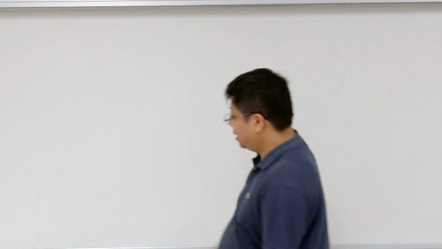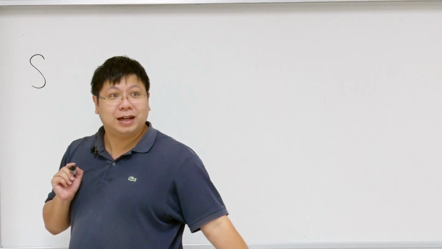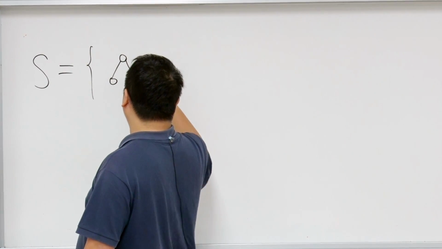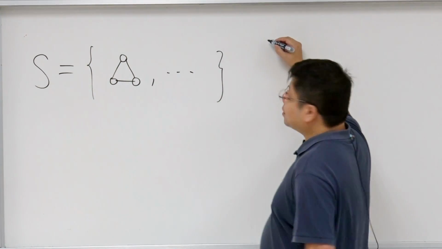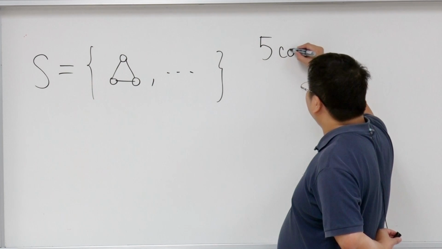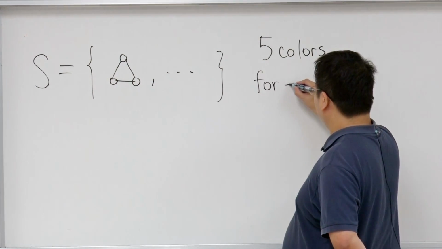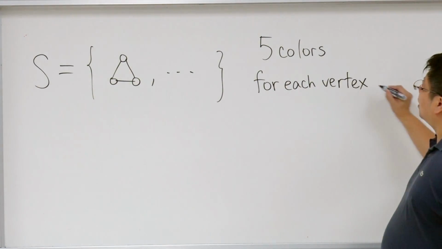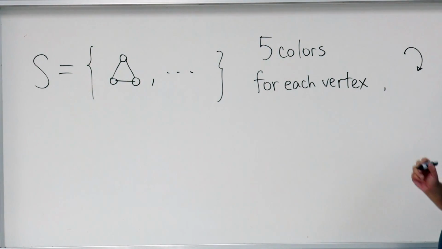Let's do this. Let's do this time with S. Okay, and then triangle now again. So we can have 5 colors for each vertex, the same as before. And then the operations are rotation and then flipping. We can do flipping.